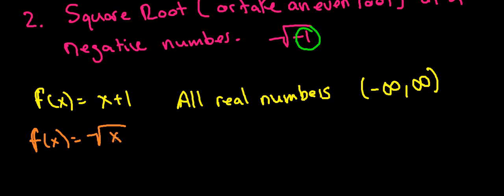So here if we put in 1, we're going to get the square root of 1, which is 1. If we put in 4, we're going to get 2. If we put in 10, we're going to get the square root of 10, etc., etc.